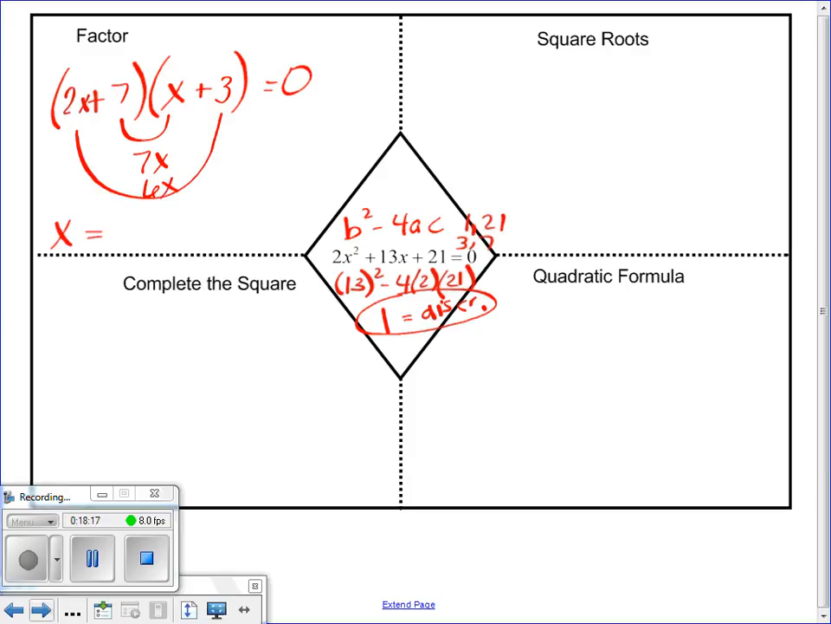So then x equals, set it equal to 0 and solve. Negative 7 over 2 and negative 3. Again, all you're doing is setting those equal to 0. And x plus 3 equals 0. And solving. I'm just not showing that work anymore. You should be able to do those in your head by now. Square root method? Why not? It has a b. Good.